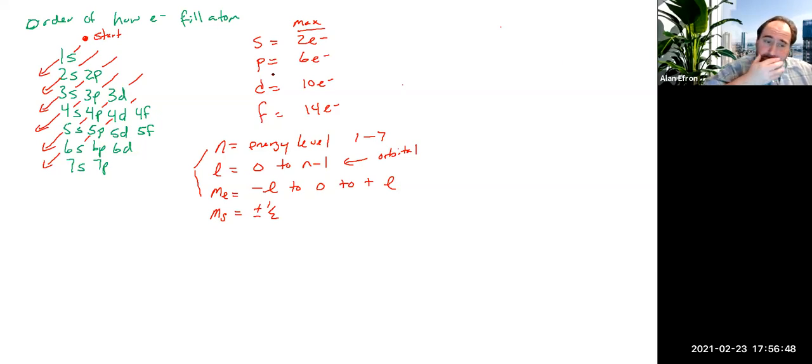So we led into electron configuration. And again, you can only put 2 electrons in any individual orbital.